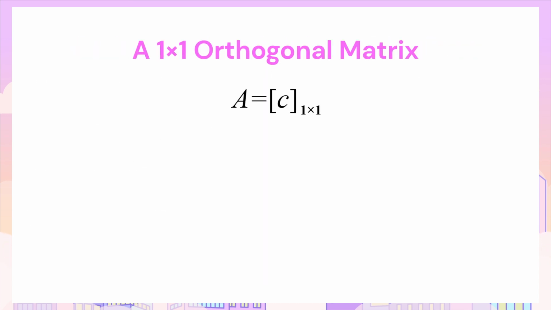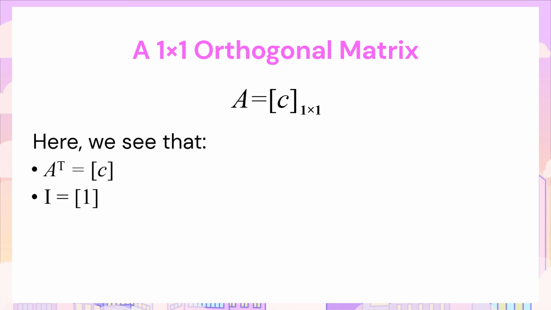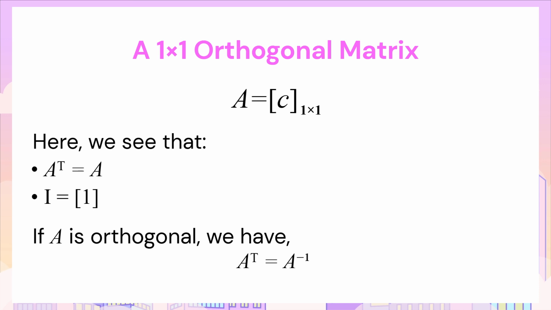A one-by-one matrix is the simplest possible matrix. It contains just a single element. Visually, it looks like this. Its transpose is still the matrix having the solo element, which is the matrix A itself. And the one-by-one identity matrix has 1 as the only element. By the definition of an orthogonal matrix and our earlier observations, A is its own inverse.